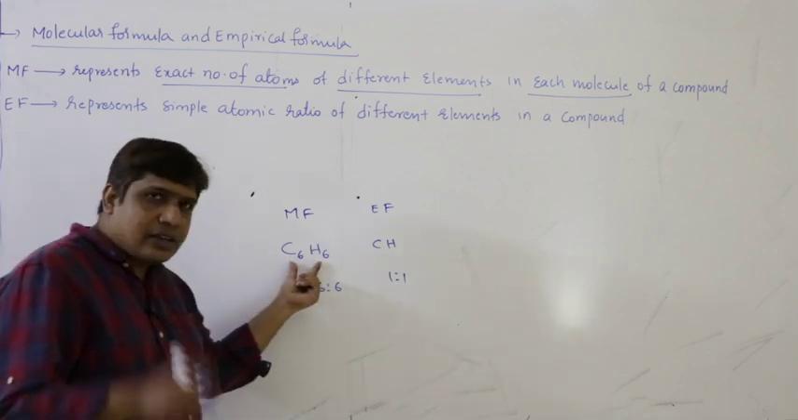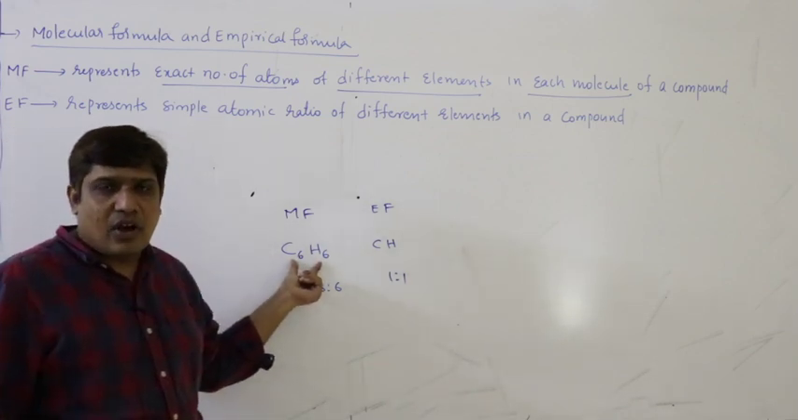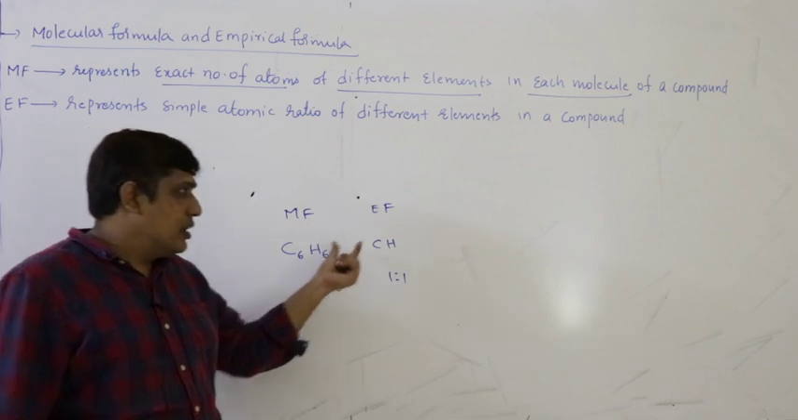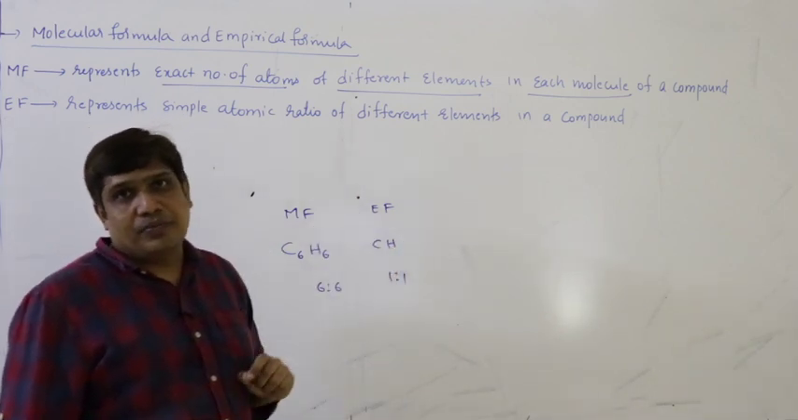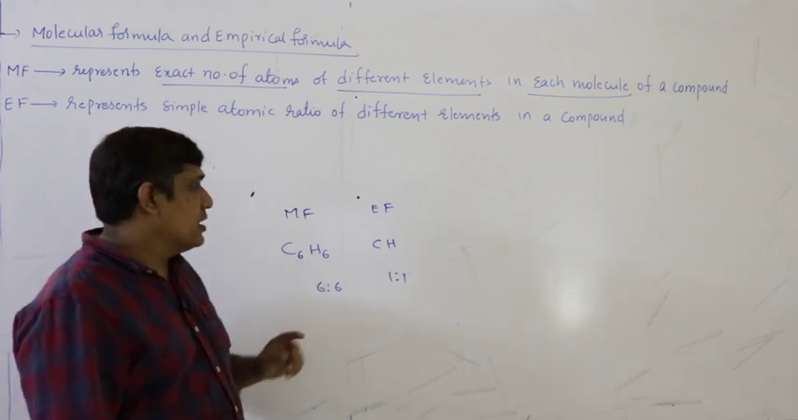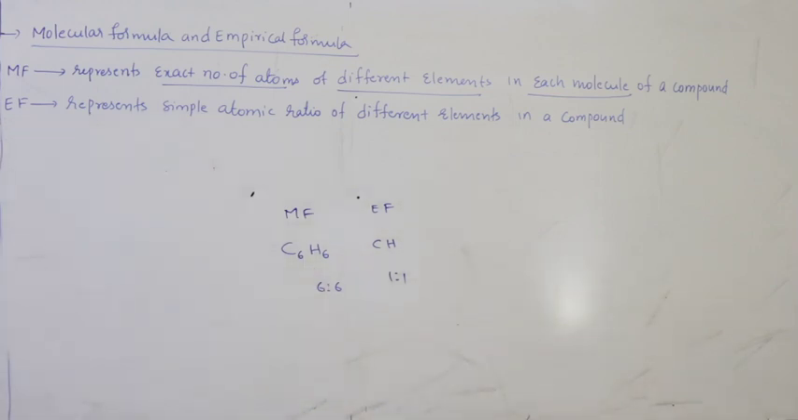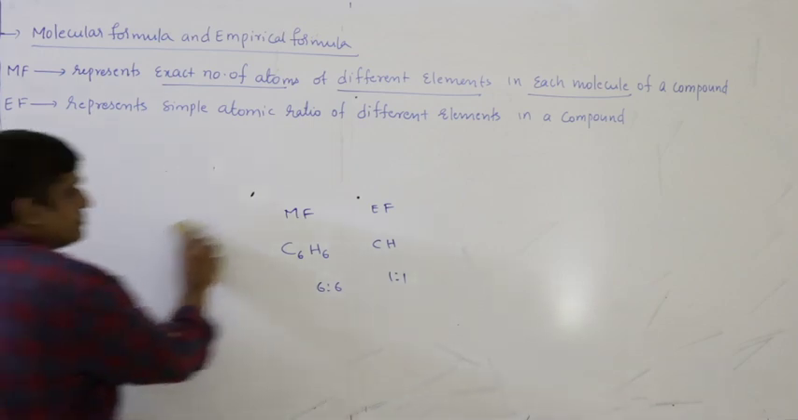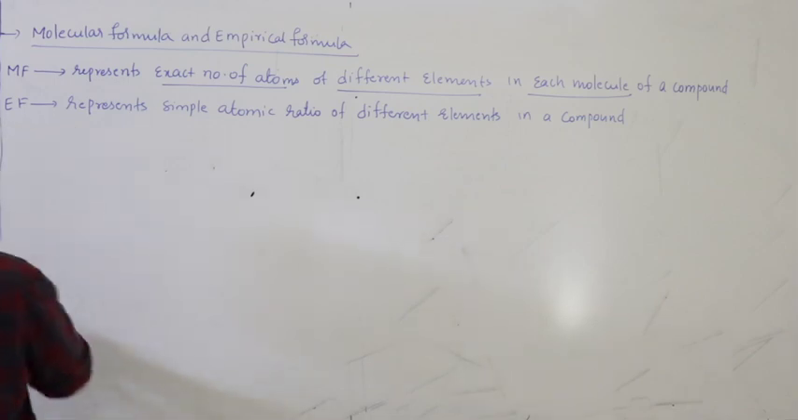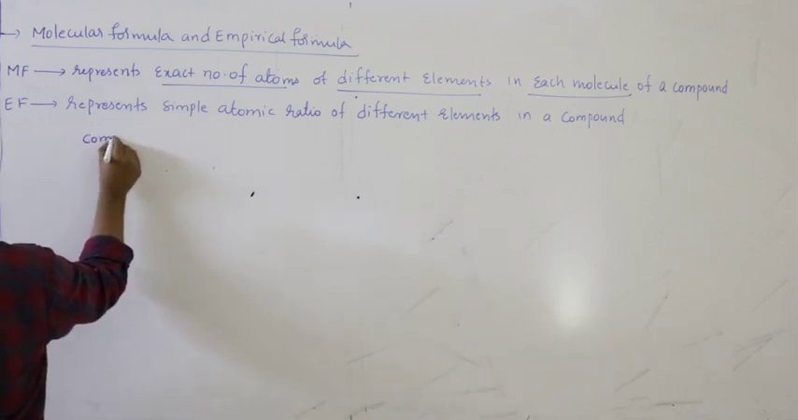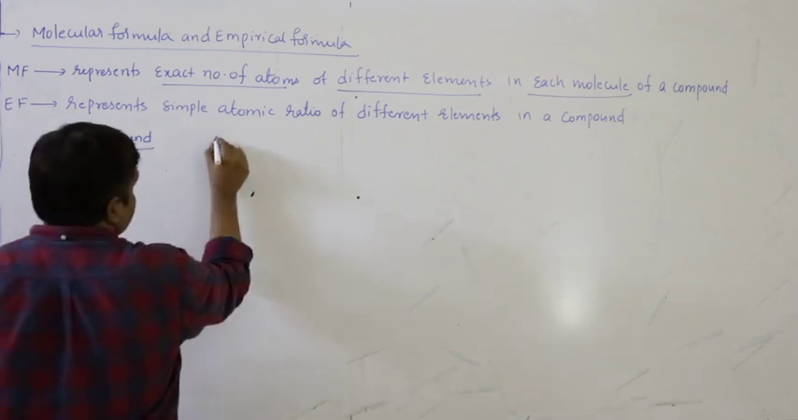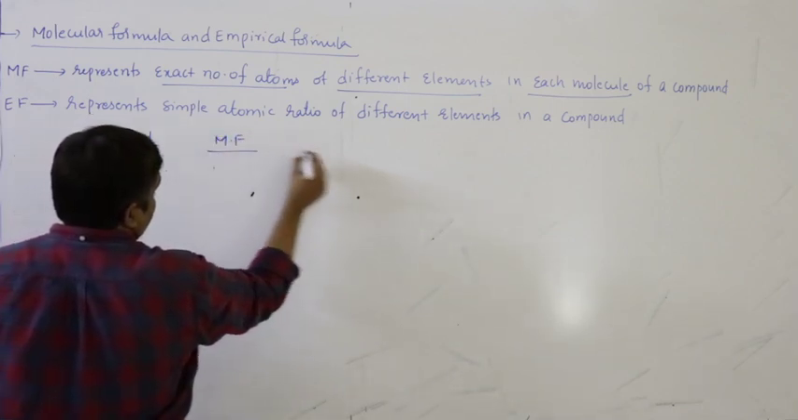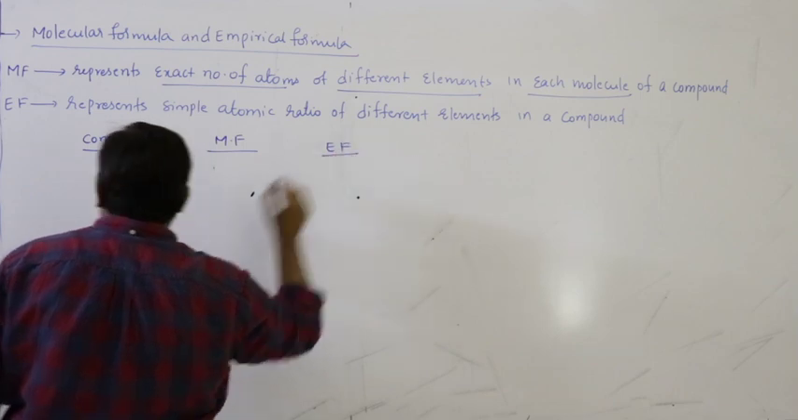The molecular formula gives exact number of atoms of different elements in each molecule, whereas empirical formula gives simplest atomic ratio of different elements in the compound. So we can take a number of examples here. Compound, say molecular formula, empirical formula.